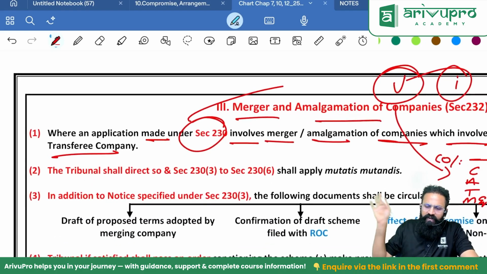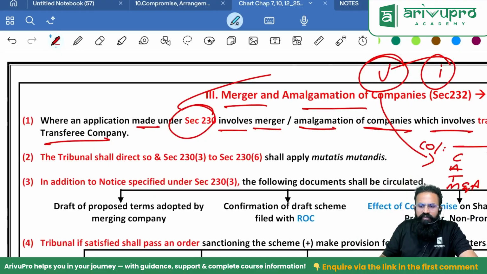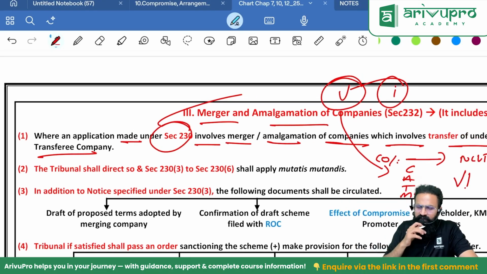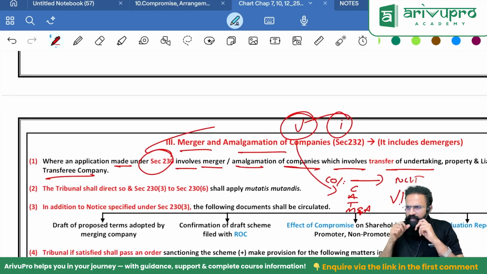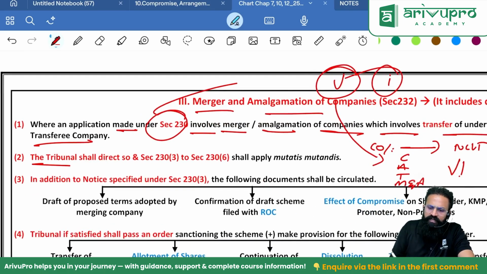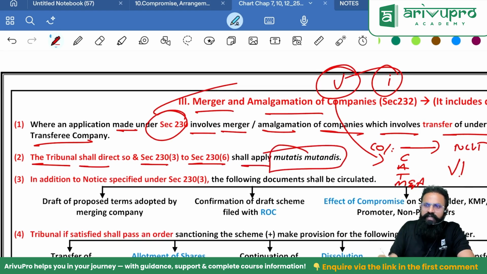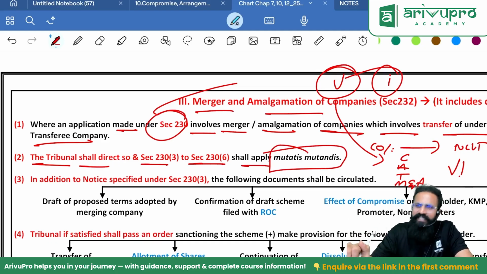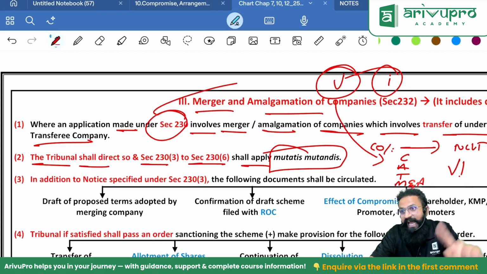Okay, now see here. Where an application made under section 230 involves merger or amalgamation of companies which involve transfer of undertaking, property, liabilities of transferor company to transferee company. Transferor is old, transferee is new. In such case, the tribunal shall direct so, and sections 230 to 236 shall apply mutatis mutandis. What is this, 233 to 236? Notice is sent to conduct a meeting. Whom all is the notice sent to? Creditors, members, debenture holders, authorities, and voting.